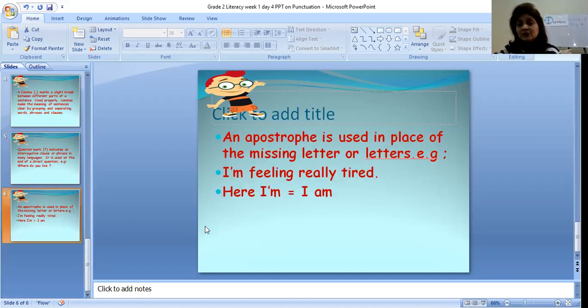And the last one is an apostrophe. An apostrophe is used in place of the missing letter or letters. For example, I'm feeling really tired. So here, I'm, can you see this? I'm is equal to I and am. The apostrophe is written instead of a letter or letters.